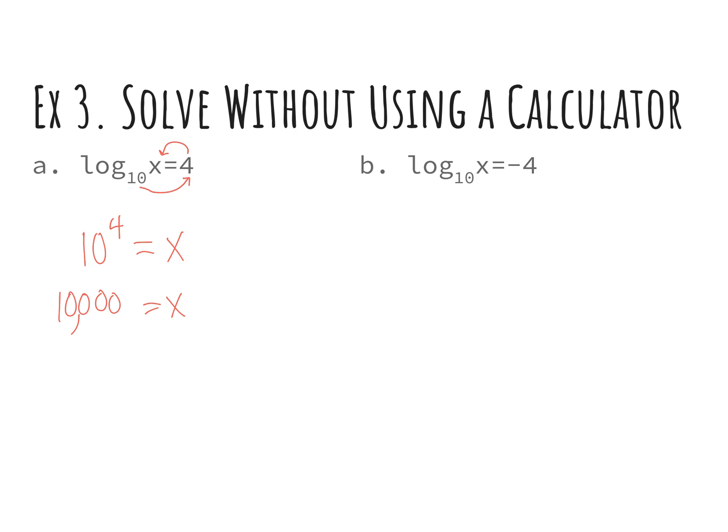Okay? Going and looking at this one here, if I convert it to exponent, 10 to the negative 4 equals x. And so this is going to be a very small number because we have a negative exponent, and it's going to have 0.123 and then 1.